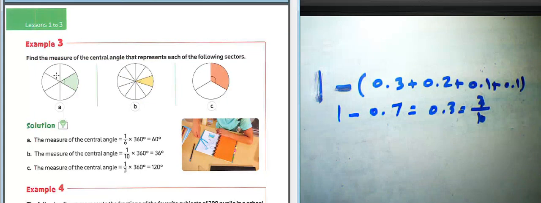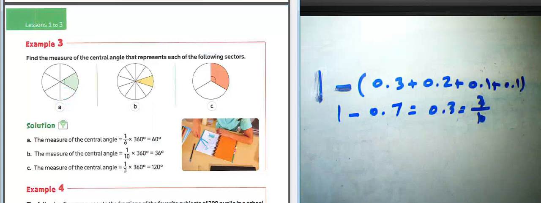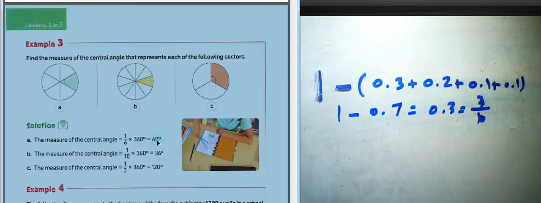Example number 3. Find the measure of the central angle that represents each of the following sectors. Letter A, we have one part colored from 6 parts. The result will be 1 over 6 multiplied by 360. So the measure of the central angle here equals 60 degrees.